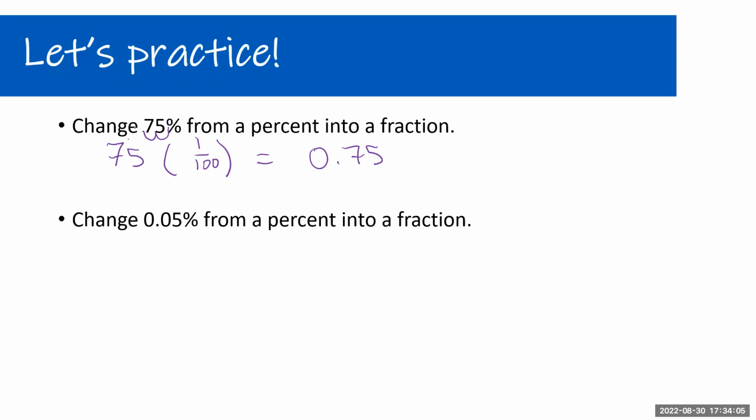What about if we want to put 0.05% into a fraction, okay? I guess I should read above. We wanted a fraction here. Reading is fundamental. Here, you're going to get 75 over 100, which is 0.75, which is also, if you simplify that fraction, 3 out of 4.